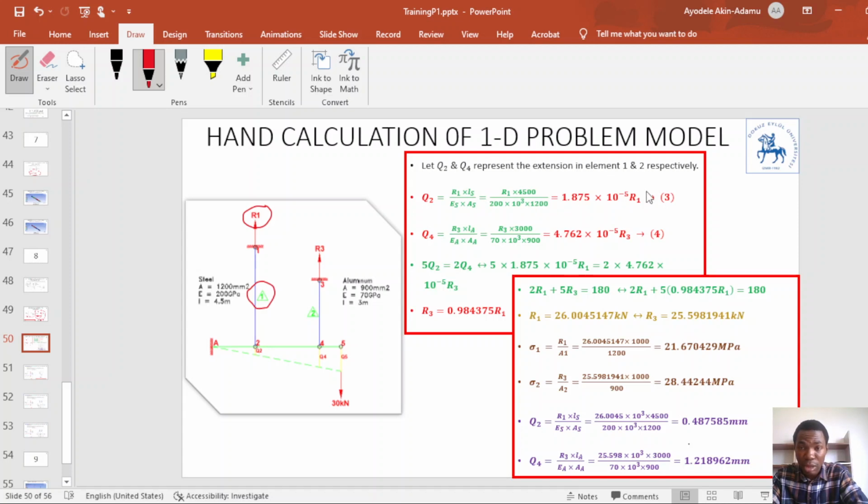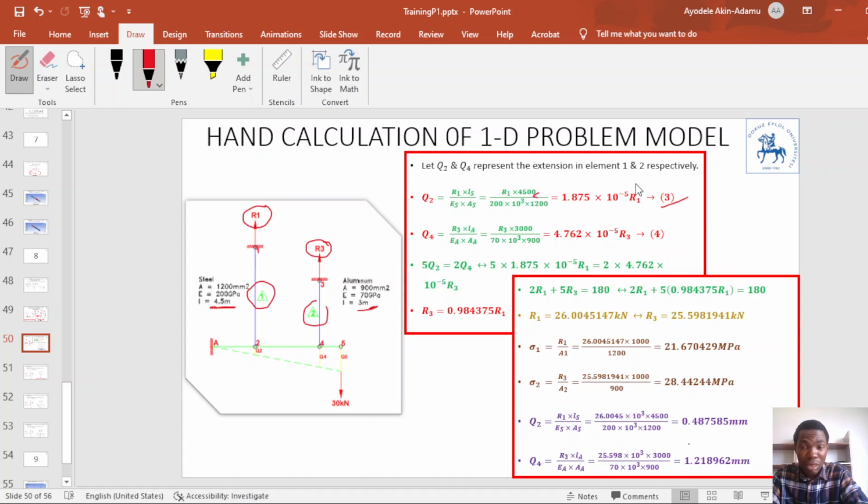So if we write this out, we get 1.875 times 10 to the minus 5 R1. Let's term this equation 3. We do the same thing for Q4, the extension at node 4 of the finite element 2. The force is the reaction force at the support, which is R3. So R3 times the length of the finite element, which is 3000 mm, 3 meter. The length of steel is 4.5 meters, it's written here. That's why we have 4500 mm here.